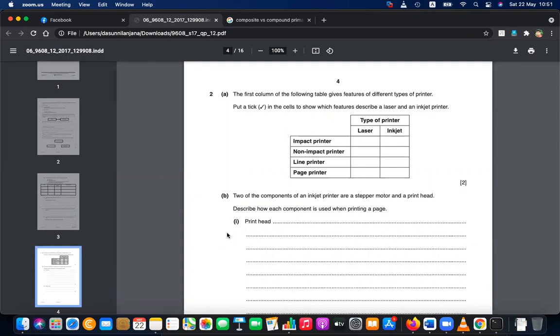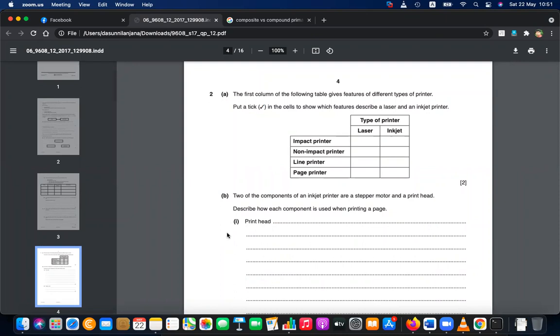Hardware section. The first column of the following table gives features of different types of printer. Put a tick into the cells to show which features describe the laser and inkjet printer. So it is asking about different types of printers. The first feature is impact, the second one is non-impact, the third one is line, and the fourth one is page.